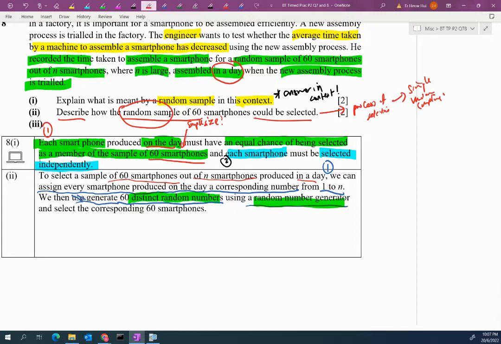Okay, so what happens after you have generated the distinct numbers? All right, it's not sufficient to just generate the numbers. You need to then select the corresponding 60 smartphones. Right, so step 2 is over here, generating the 60 distinct numbers and then selecting the corresponding 60 smartphones. So this is what we call simple random sampling. All right, that will be all for question 8.